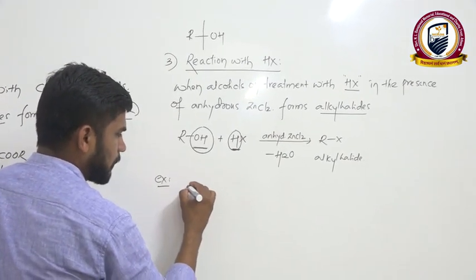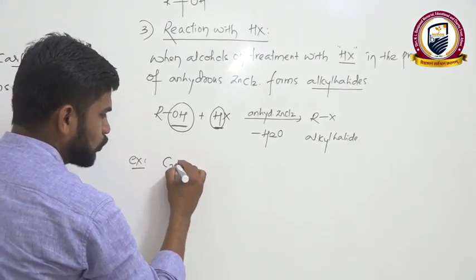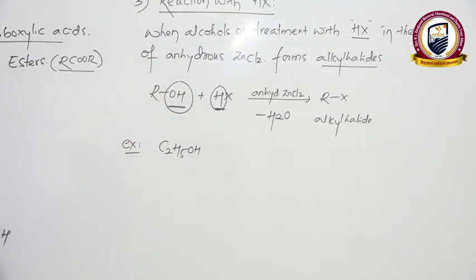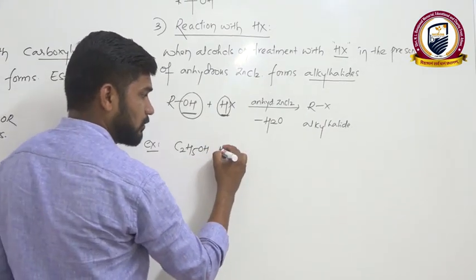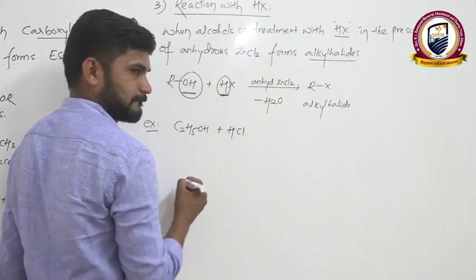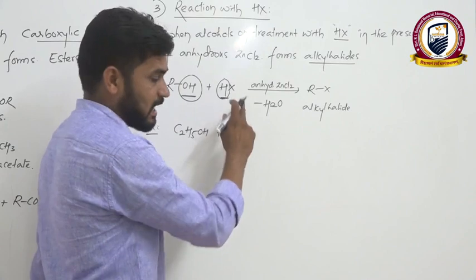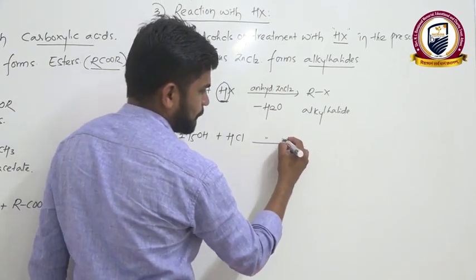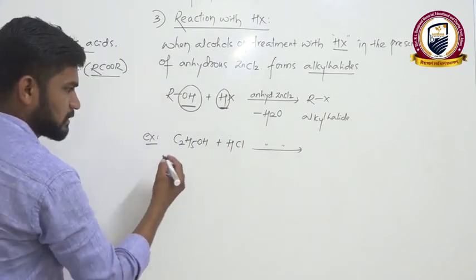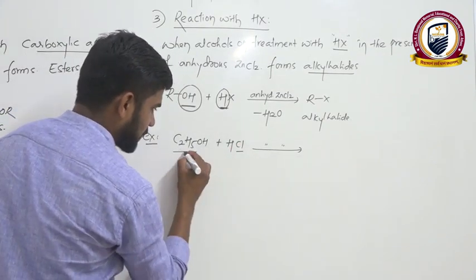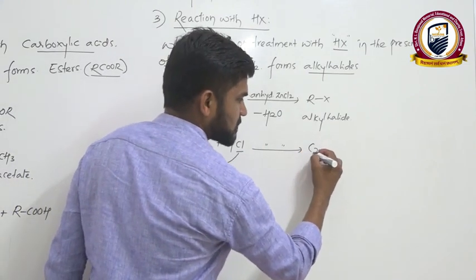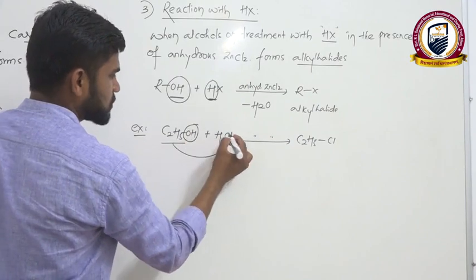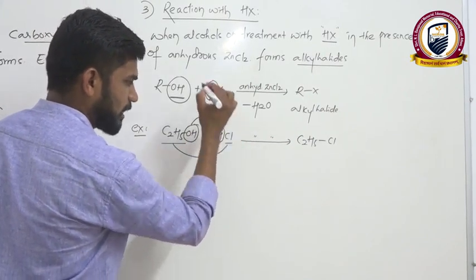Example, ethyl chloride. C2H5OH, it is commonly called ethyl alcohol, which is on treatment with what here? HCl, taking X as chlorine, in the presence of anhydrous zinc chloride. What formation takes place? C2H5 and this Cl combine together. There is a formation of what? C2H5Cl with the elimination of OH and the corresponding H combining together.